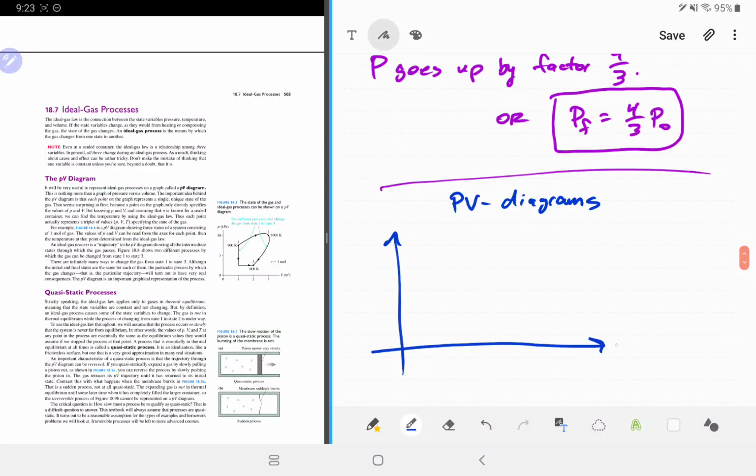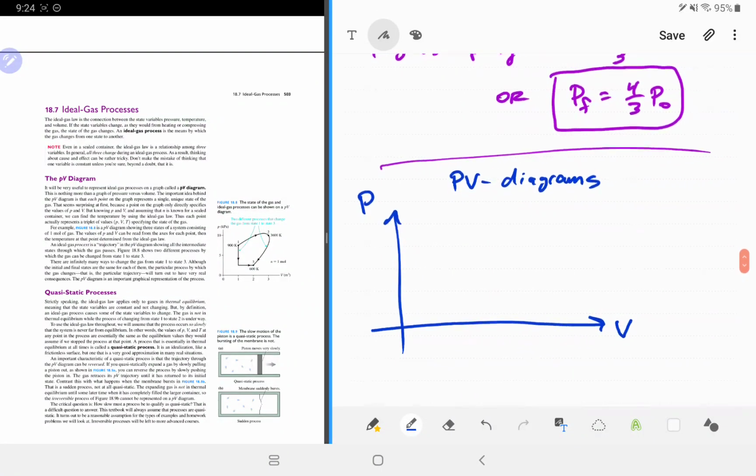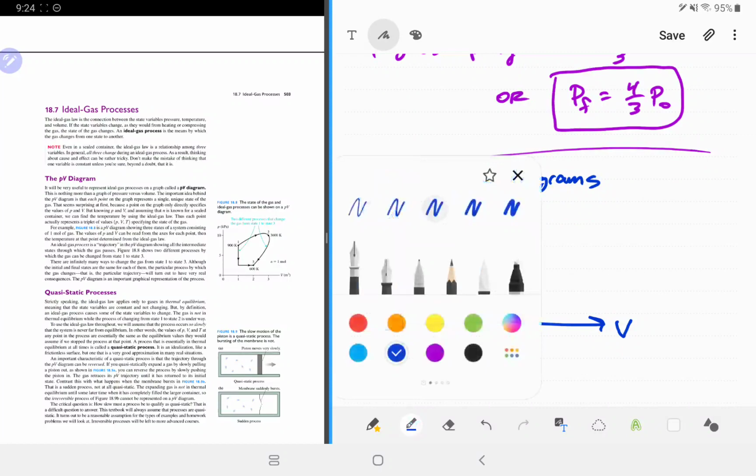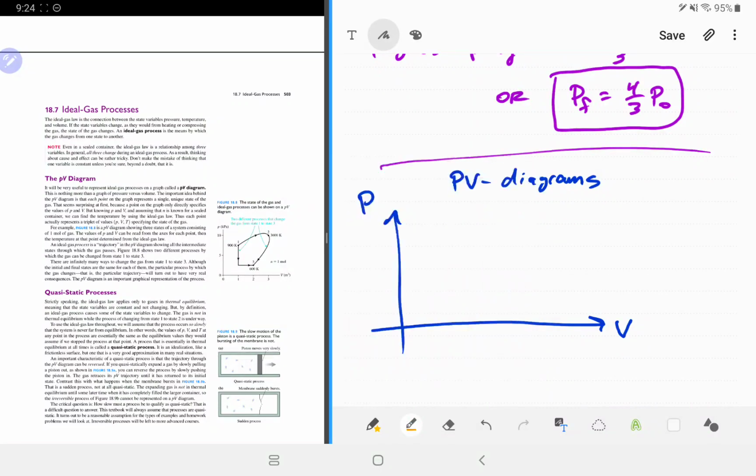P and V. So the pressure is always going to be positive. The volume is always going to be positive. You're always going to work in the first quadrant here. So a path on a PV diagram. So first of all, just in order to draw any line right here, that's a line. It's not a straight line, it's a curve. So if you're going from some initial point to some final point, notice how I put a path right here.